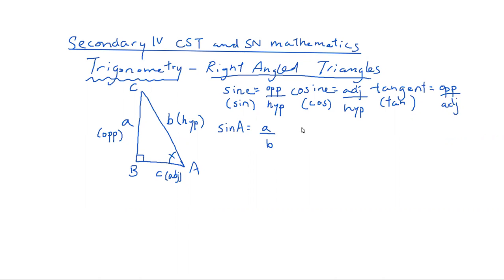Much like for cosine, we have adjacent over hypotenuse. So cos of A is C divided by B. And if I wanted to write out a relationship for A in terms of tan, it would be opposite, which would be A, divided by C. So sine A, cosine A, and tangent A are now expressed in terms of the small case letters. However, this is not always the case.